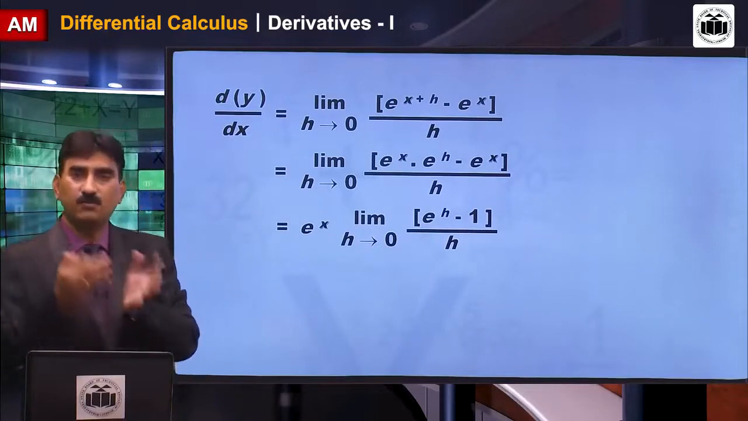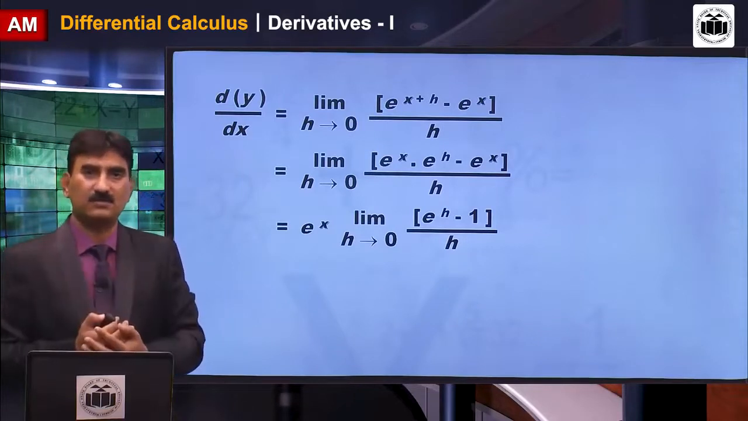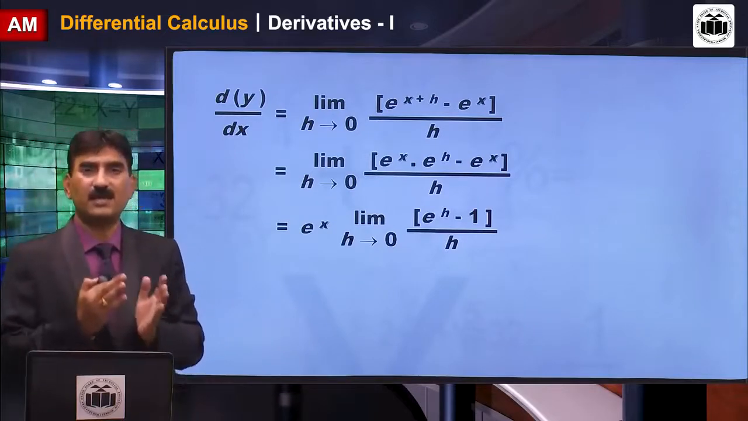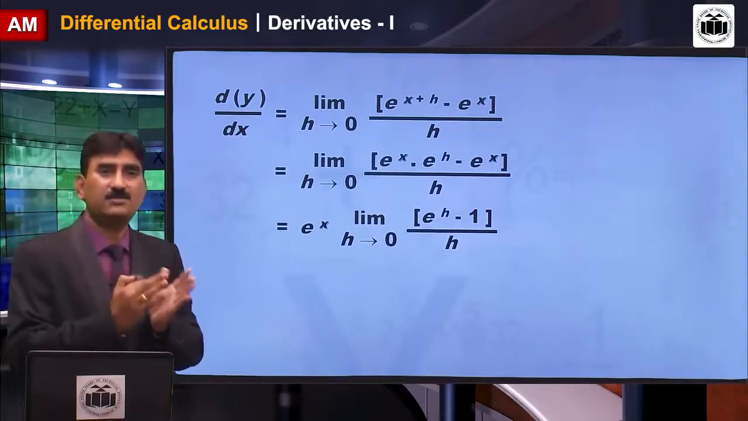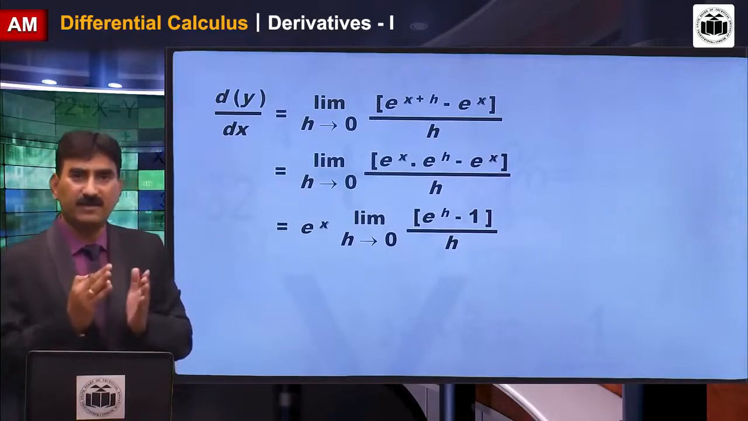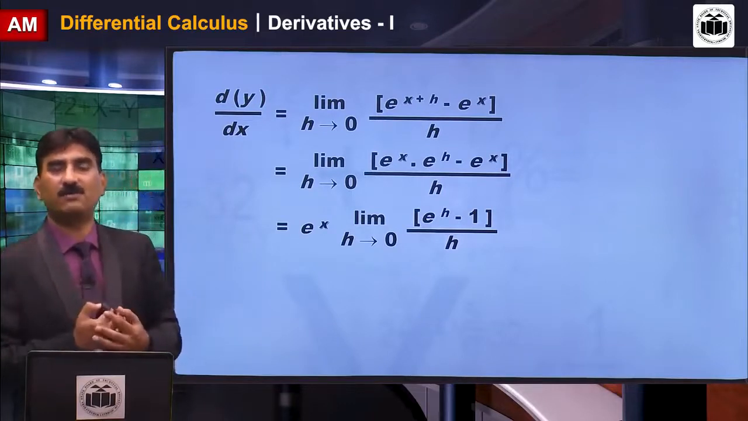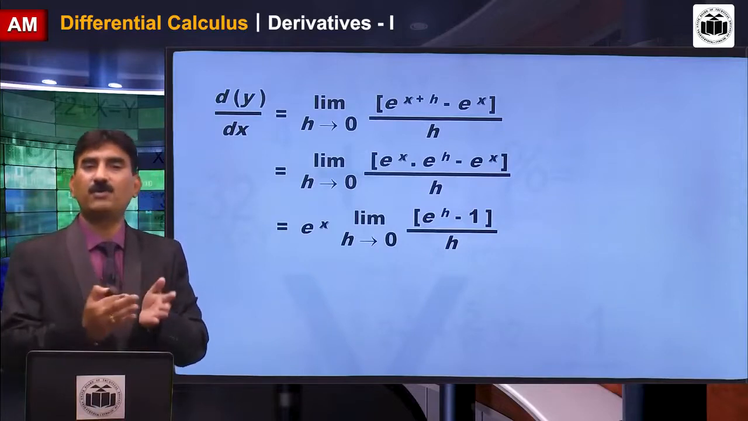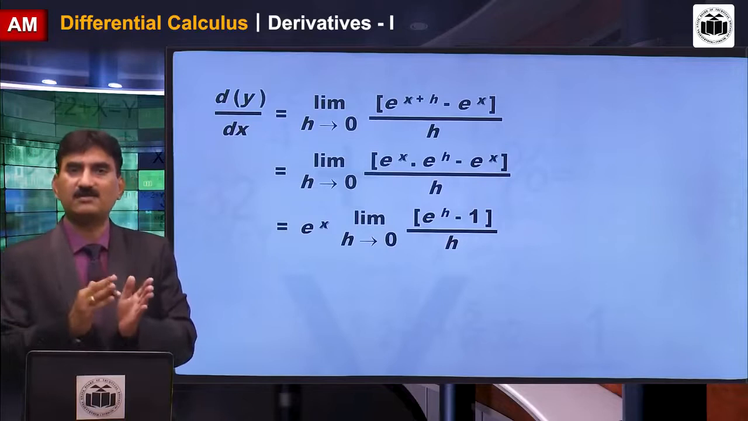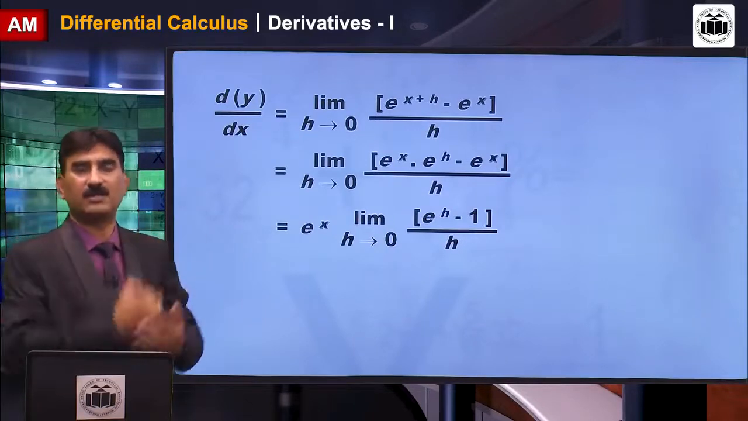Because we have to put inside the limit only those terms which contain h. Here h tends to 0. What is the meaning of h tends to 0? That means h is our variable. h is going very close to 0, but it is not exactly 0. h is very near to 0. That means h is changing. That's why we say that h is our variable here, and we have to take only that expression which contains h inside the limit, and that's why e raised to x as a constant we have to take outside the limit.